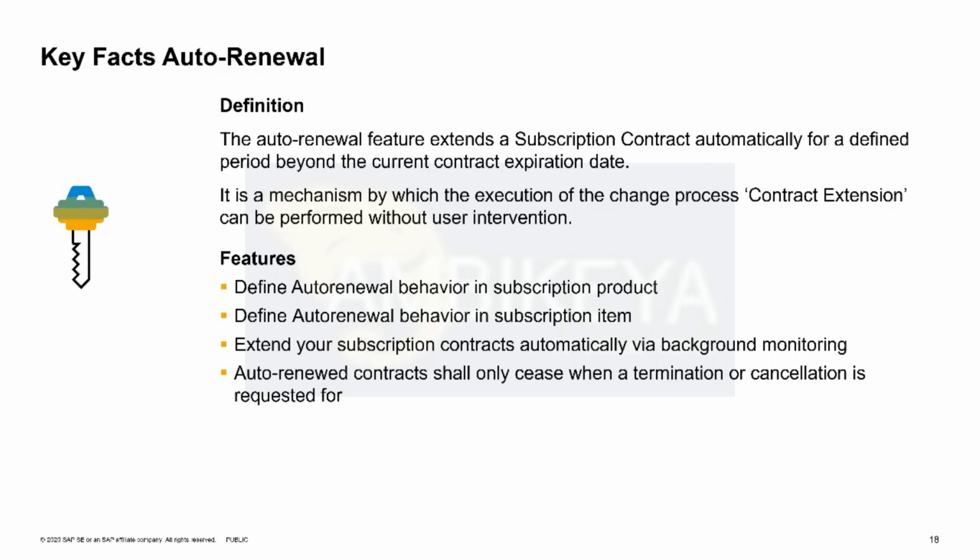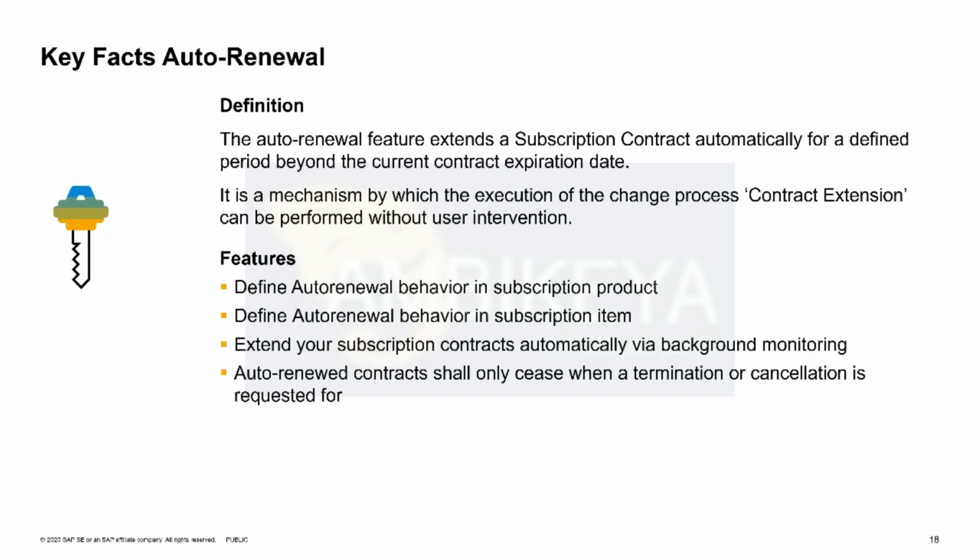So we can define such auto-renewal behaviors on multiple levels. First level is you can already define it in the product. Depending on the settings in the product, you can also override them in the subscription item. And if auto-renewal is activated, then your contract will automatically be extended. You can also monitor that via background monitoring. And if we want to stop an auto-renewed contract, we have offered some change processes for that.